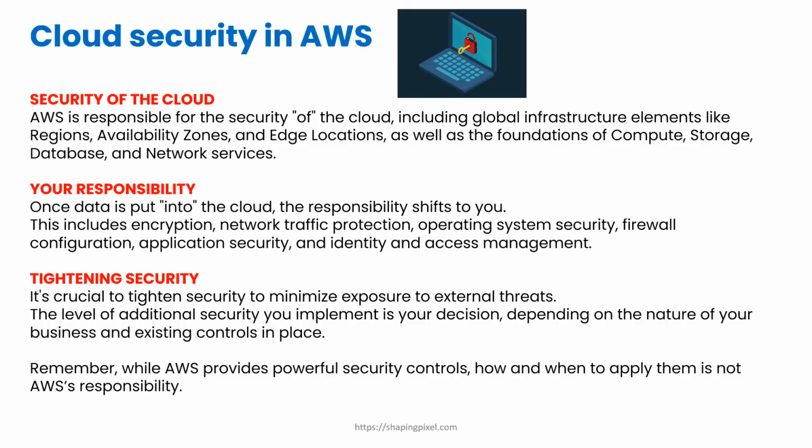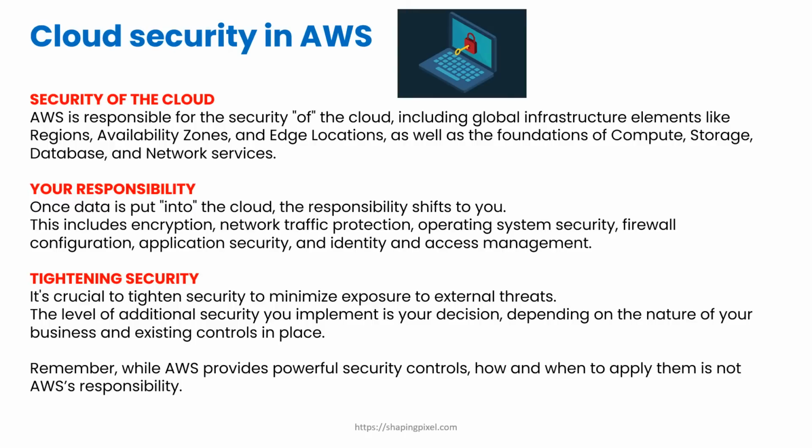So let's explore cloud security in AWS. AWS is responsible for the security of the cloud, including global infrastructure elements like regions, availability zones, and edge locations, as well as the foundations of compute, storage, database, and network services.